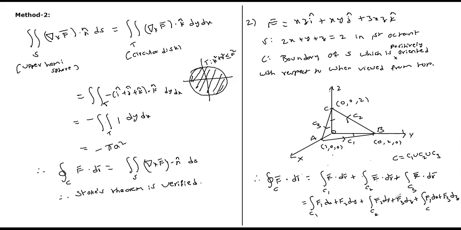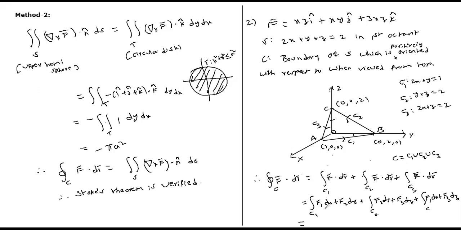And evaluate these three integrals using the relation between x and y. What is the C1 equation? C1 equation is 2x plus y equal to 2. C2 equation is y plus z equal to 2. C3 equation is 2x plus z equal to 2. So you have a relation between the variables. In all these three integrals, you eliminate one variable and write down the corresponding limits of integration, either x limits or y limits or z limits, according to the orientation given. I demonstrated how to do that earlier.